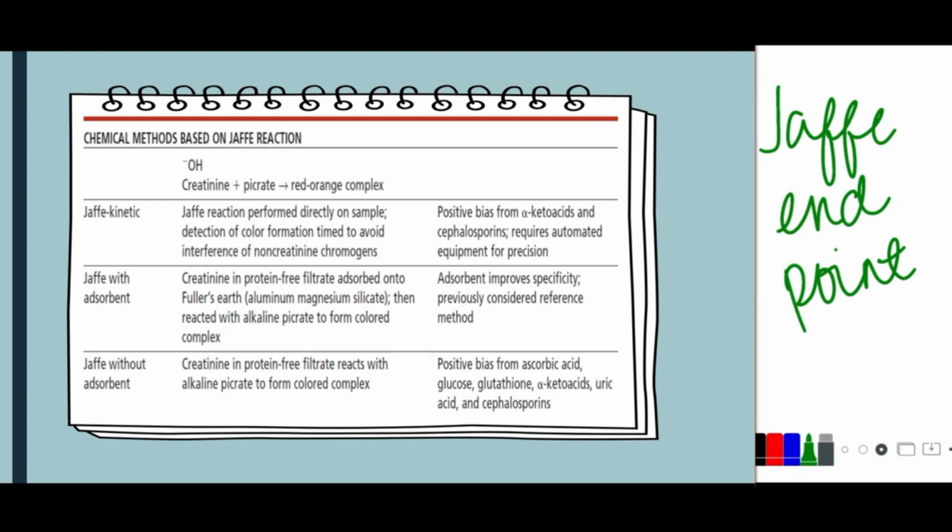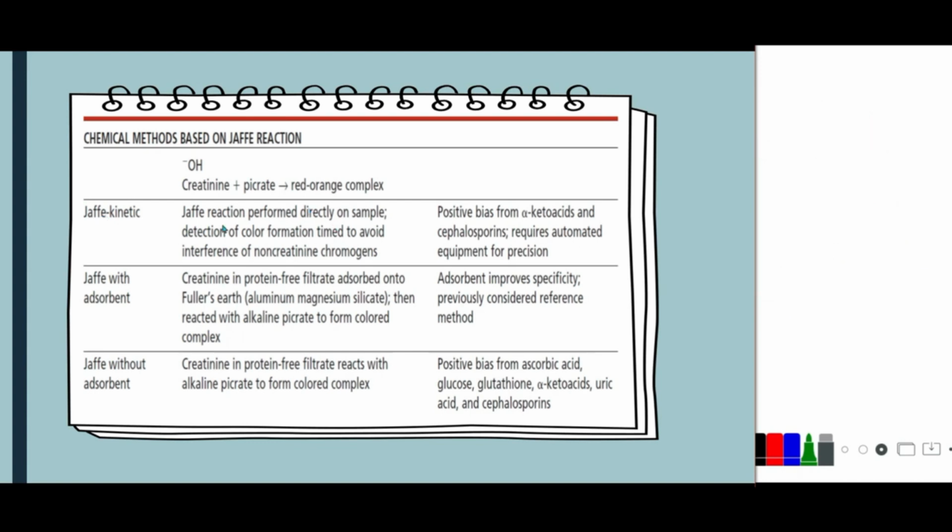Why is it endpoint? Because again, we allow the reaction of creatinine and your alkaline picric acid to completely take place before we measure the presence of the red-orange chromogen form. So, another modification was made wherein we now have your Jaffe kinetic method.